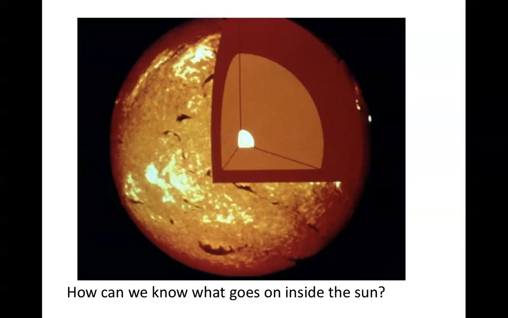We only see the solar photosphere, and that photosphere is only a few thousand kilometers of penetration into the surface of a body that's 700,000 kilometers to the middle. It turns out that the key to understanding it is two kinds of measures that reach us from the sun.